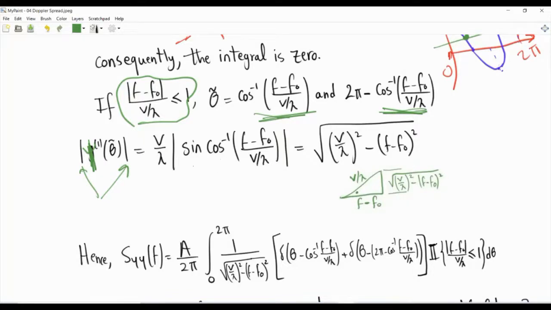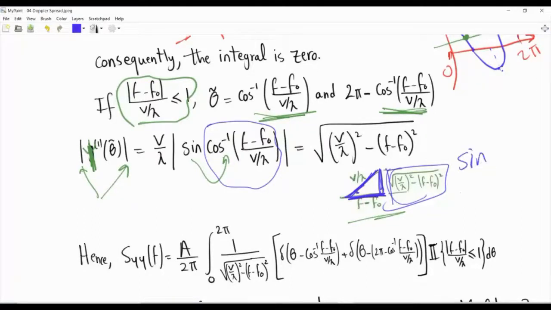And what is sine of cosine inverse? You can just have this triangle here, and you can imagine that the angle we are talking about is this angle. So its cosine is (f minus f0) over (v over lambda). So this is the adjacent, f minus f0. This is the hypotenuse, v over lambda. And so the opposite can be obtained by Pythagoras. And sine of cosine inverse will be the opposite over the hypotenuse. So it will be this quantity here.